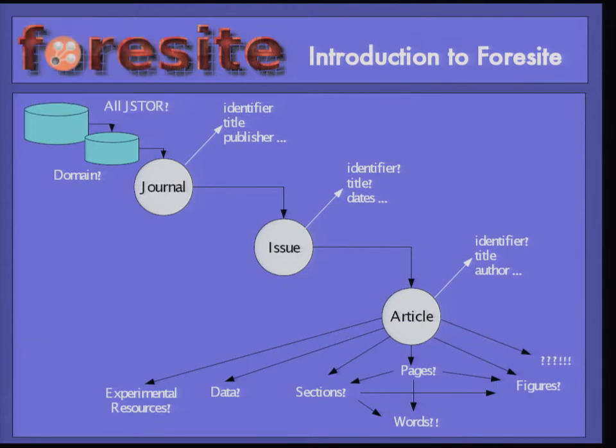This is just to give you a more detailed idea of what the JSTOR data looks like. So for each journal, we've got identifiers, titles, publishers. Basically, there's some metadata associated at every single level. At the bottom there, you see the article gets nice and complicated. There's a whole load of different information there, experimental resources, the data, the pages. JSTOR even mark up the individual words and their location in the document. So we've got a lot to play with. Plus, who knows what else.